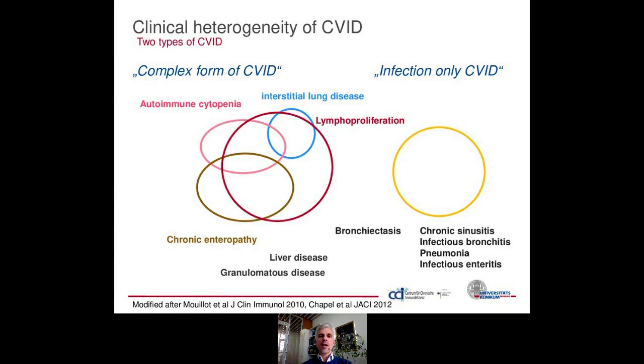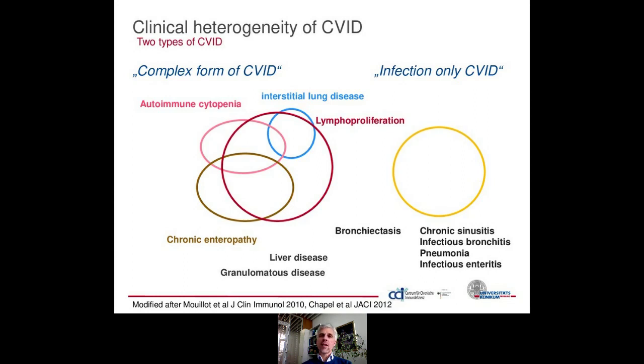Now, when you have a patient with common variable immunodeficiency, I think there are several ways you need to think about these patients. The one is on the clinical side. On the clinical side, I think there are two major groups which present as common variable immunodeficiency. The one group, on the right side, is referred to in the literature as infection-only CVID patients. These patients have chronic sinusitis, infectious bronchitis, pneumonia, infectious enteritis, and a few other infections. But they do not have what is termed the complex form of CVID.